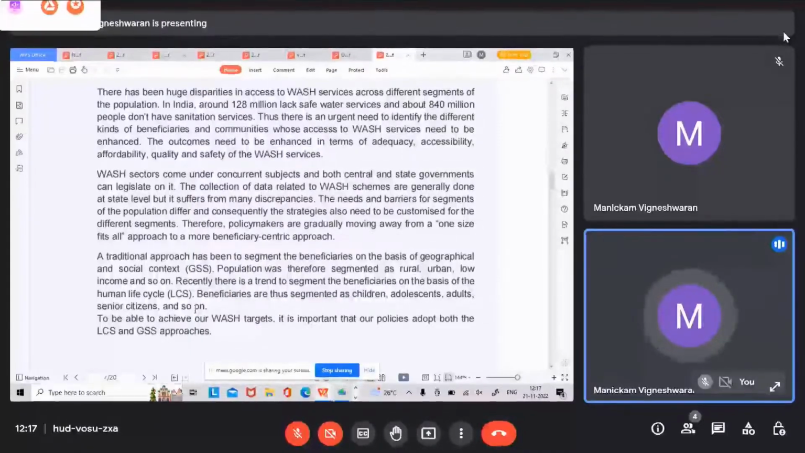Therefore, policymakers are gradually moving away from the one-size-fits-all approach to a more beneficiary-centric approach. The traditional approach has been to segment the beneficiaries on the basis of the geographical and social context of the population, therefore segmented as rural, urban, low income and so on. Recently, there is a trend to segment the beneficiaries on the basis of the human life cycle. Beneficiaries are thus segmented as children, adolescents, adults, senior citizens and so on. To be able to achieve our WASH targets, it is important that our policies adapt to both approaches.